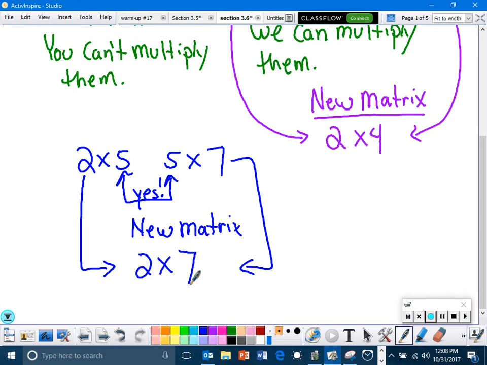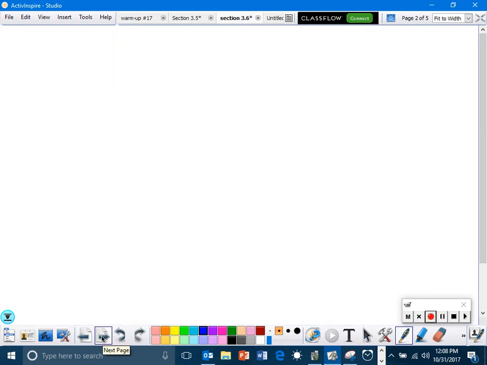Okay? So that gives you an idea of what you should end up with in the end. All right, so let's go to actually multiplying these. I'm going to first start off with variables so you see how it works, and then I will do it with numbers. All right, here we go.